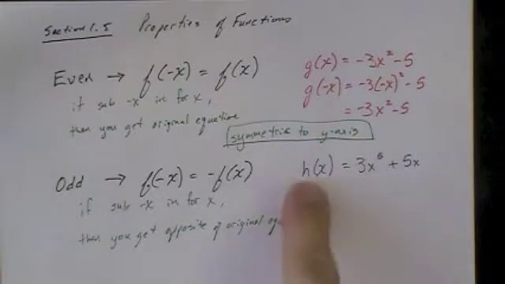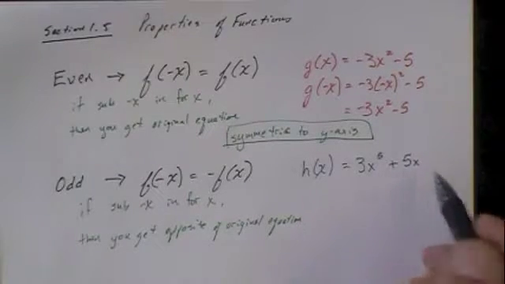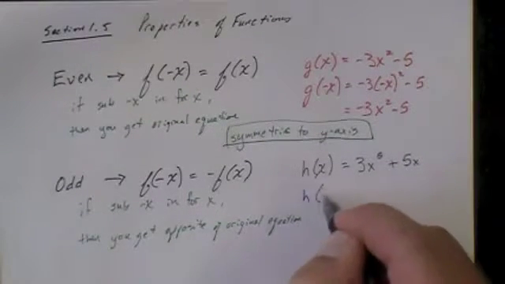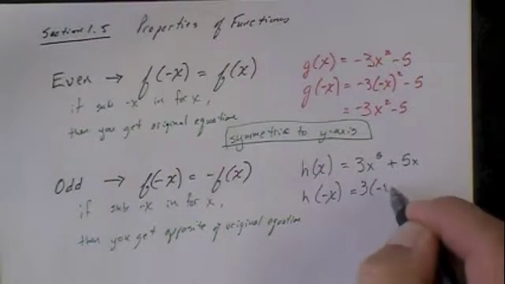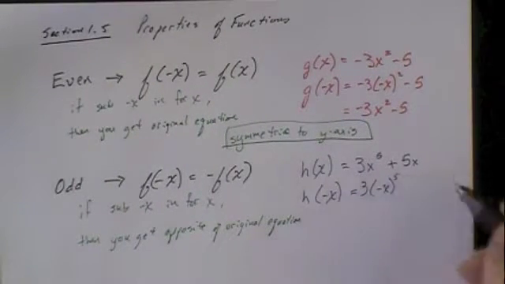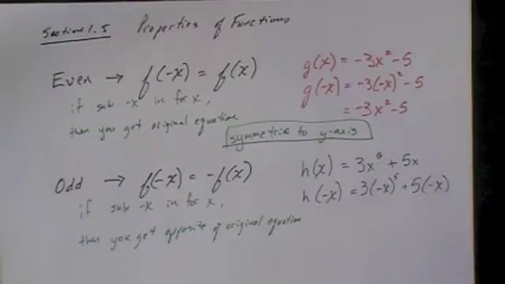So if we look at h of x, here we have h of x is equal to negative 3x to the fifth plus 5x. So if we plug in the opposite of x, here we have negative 3 times the opposite of x to the fifth power plus 5 times the opposite of x.